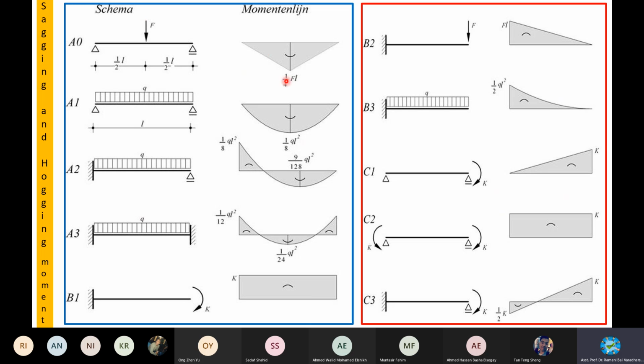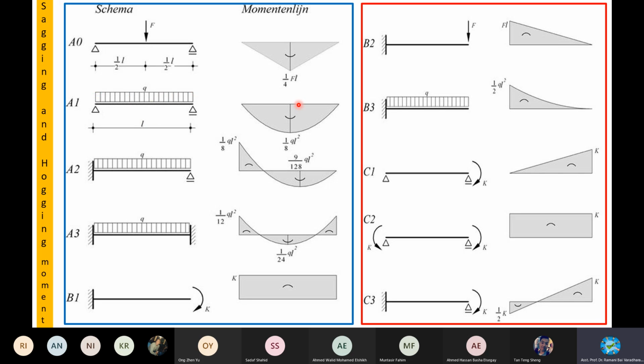If it is WL by 4, this is sagging, a point load, that's why it's a straight line. The shape of the bending moment diagram will be like this. Just remember, you cannot use a computer or calculator for everything. Some things you have to remember, which are very common and familiar to you. Sagging and hogging moments you are seeing here.